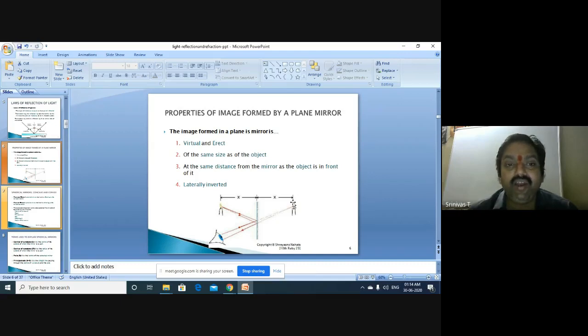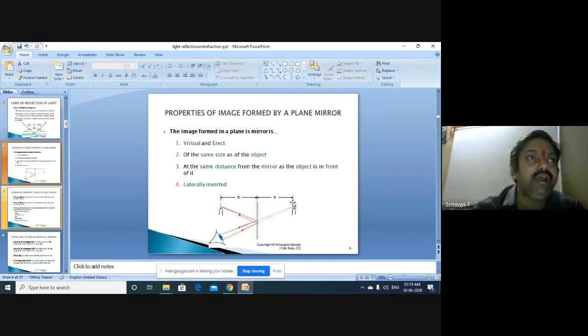So whenever we have to study the properties of images, we have to look at the nature of the image, size of the image, and shape of the image. Just now we have seen the nature of the image as virtual and erect. And the second thing is size. If you look at the size of the object, the image size is the same as the object size. It is at the same distance from the mirror as the object is in front of it.